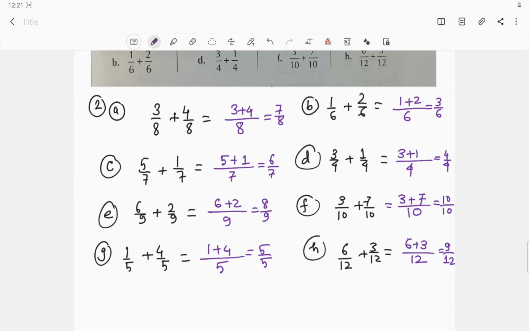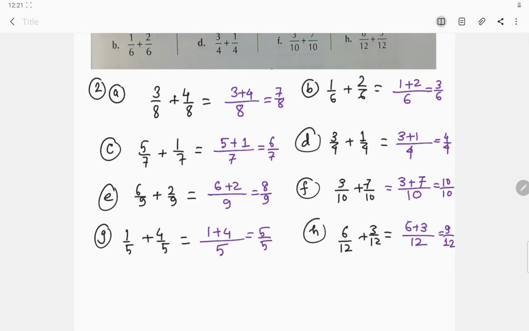And this is very easy, because in like fractions the denominator will be the same, simply add the numerators only. Very easy examples, and please do them by yourself.